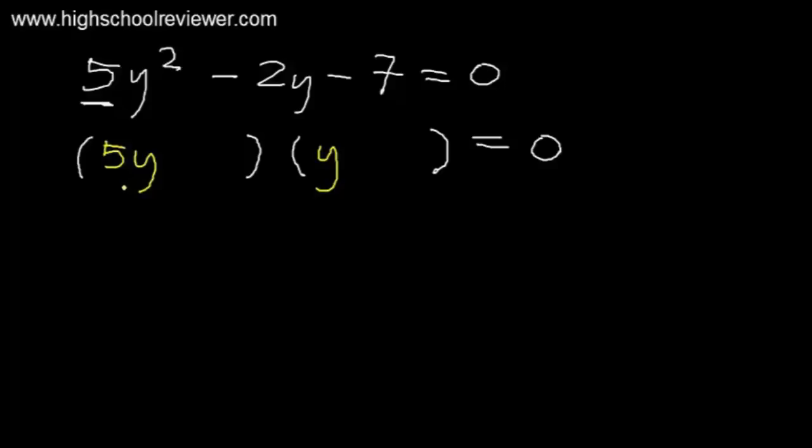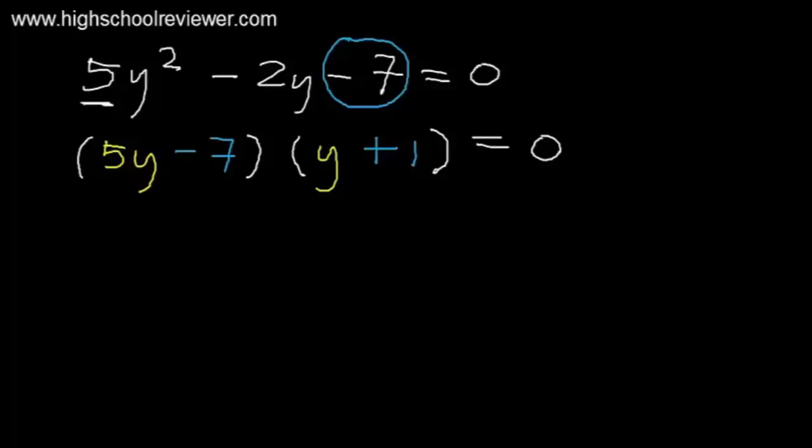So 5y multiplied by y is 5y squared. And then we are going to factor out negative 7. Since this is negative and our second term is also negative, the factors of negative 7 will be negative 7 and positive 1.